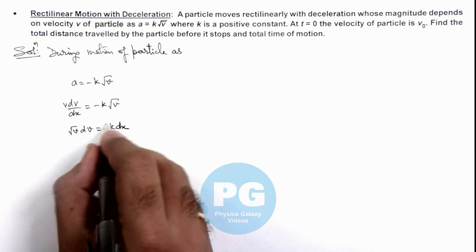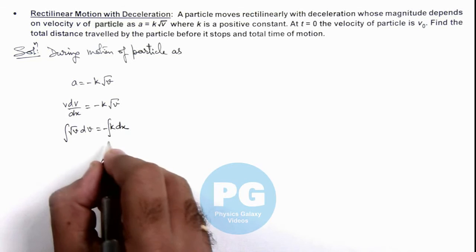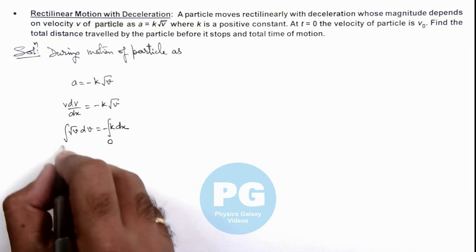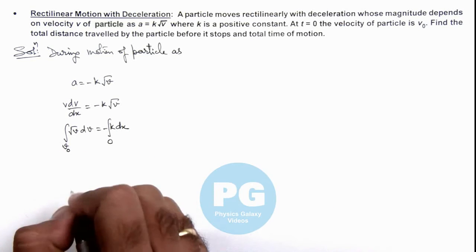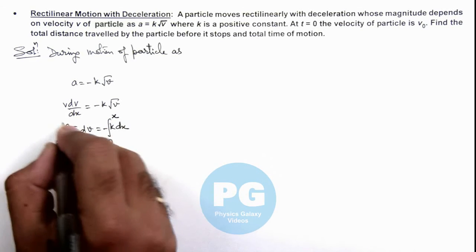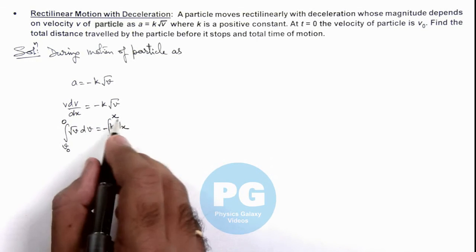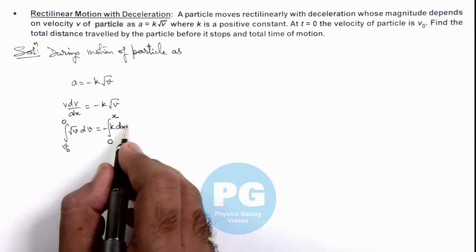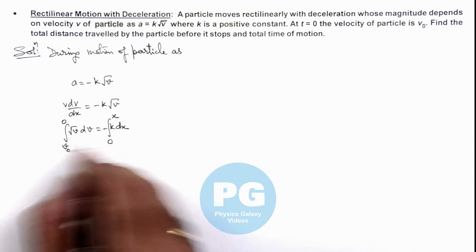Further, we integrate this expression given that at x = 0 the speed was v₀, which is the initial speed, and after covering a distance x, the speed becomes 0. So this x will be the total distance covered by the particle during its motion.